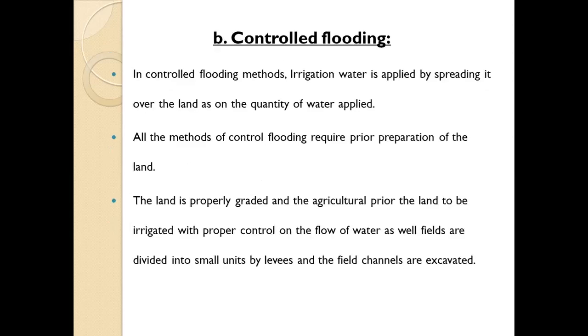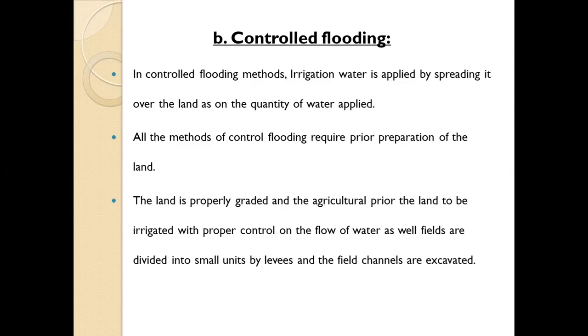The second one is controlled flooding, right? In the controlled flooding method, irrigation water is applied by spreading it all over the land with control on the quantity of water applied. All the methods of controlled flooding require prior preparation of the land. Land is properly graded and prepared prior to being irrigated, with a proper control on the flow of water, and fields are divided into small units by levees, and field channels are excavated.